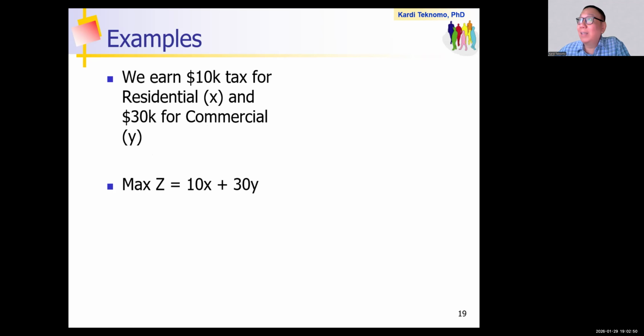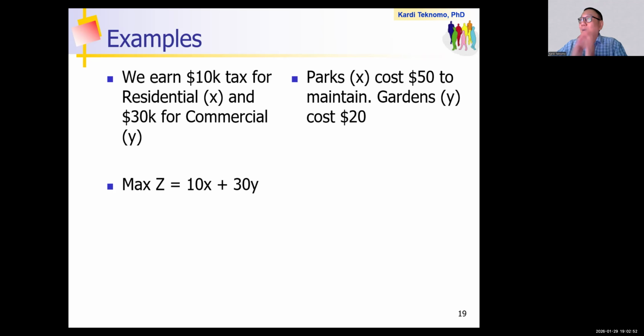Next, another example. The parks cost $50 to maintain. The gardens cost 20. This is cost. So do you want to minimize or maximize? Yes, Roger.